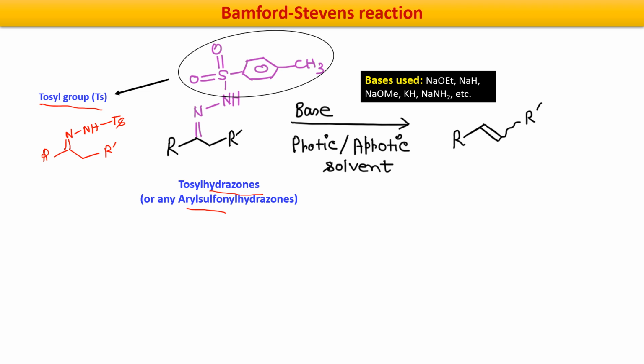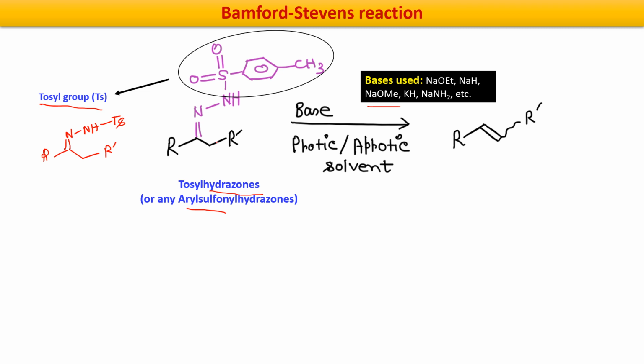In presence of base, now what kind of base we take? Here we have some examples of base. Sodium ethoxide, sodium hydride, sodium methoxide, potassium hydride, these type of bases. Fine. And solvent may be two types, protic solvent and aprotic solvent. And what we are getting? We are getting alkene product.